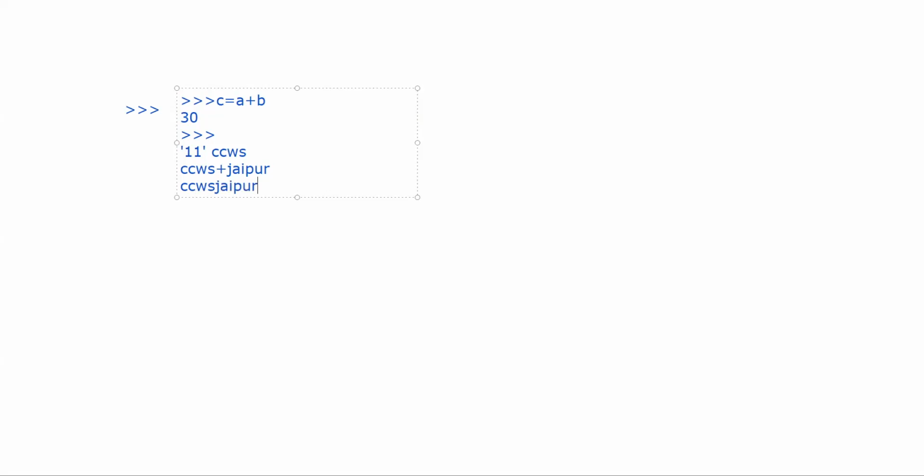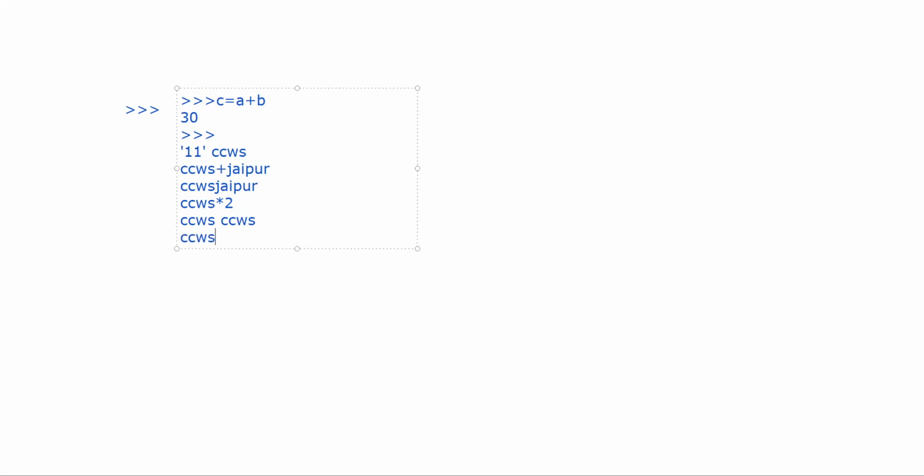So strings can only be added, or what you can do if you are writing CCWS multiply 2. Okay, that means this is a power or exponent of your text, right? So the answer will come like CCWS CCWS. Okay, understood? Your answer will come like this.